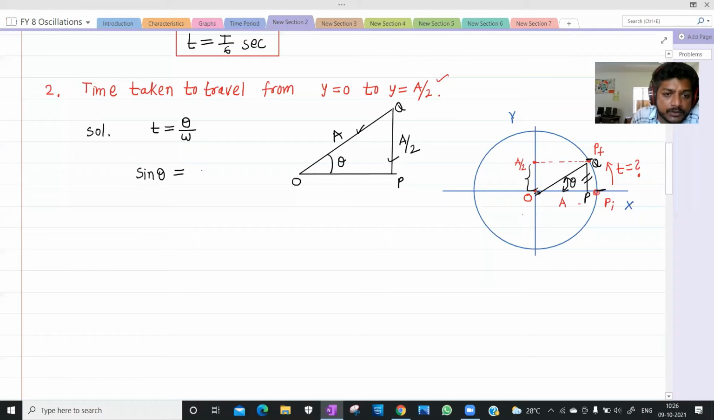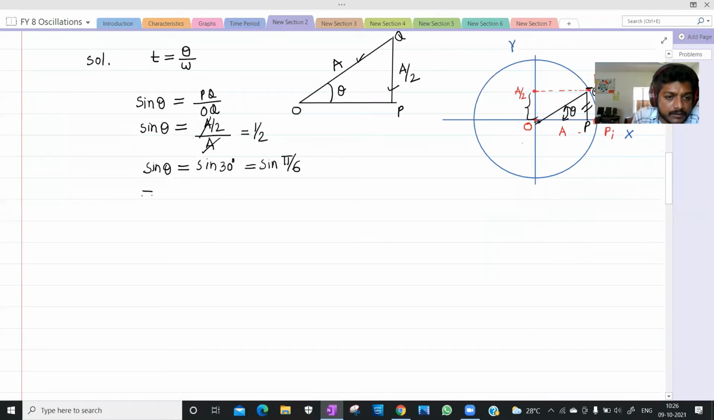Sin theta equals opposite side by hypotenuse, PQ by OQ. PQ is equal to A by 2, A by A gets cancelled. Sin theta equals 1 by 2. We can write 1 by 2 as sin 30, which means sin pi by 6. Theta equals pi by 6 radians.